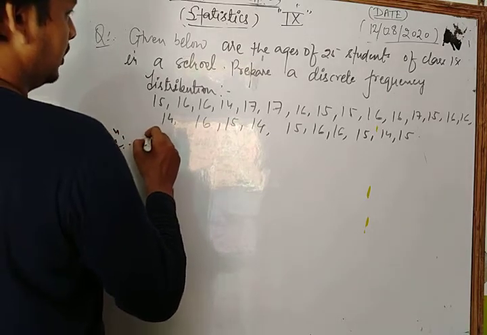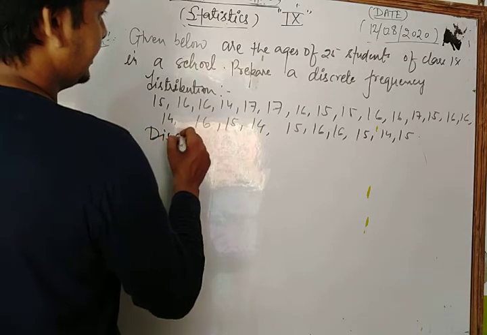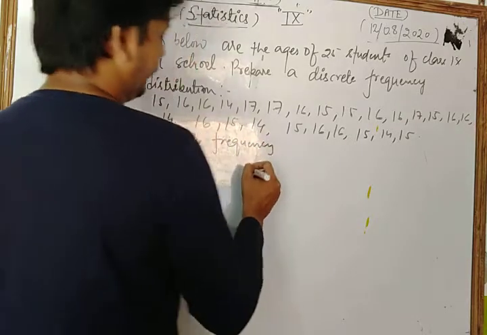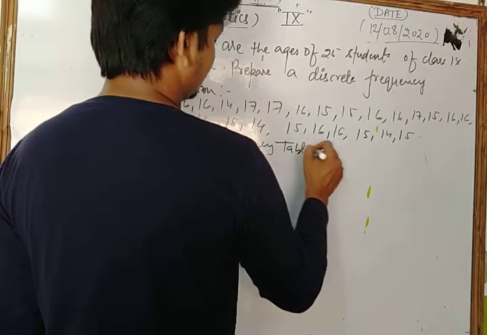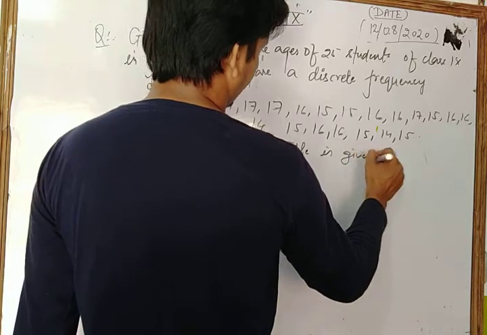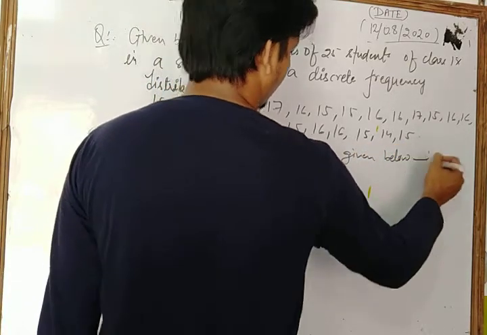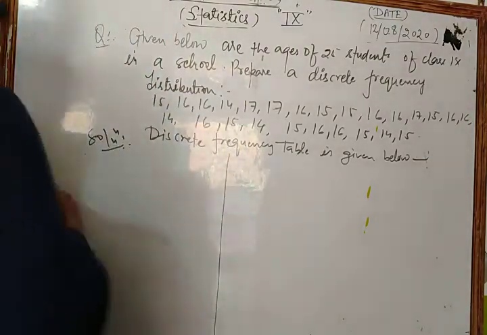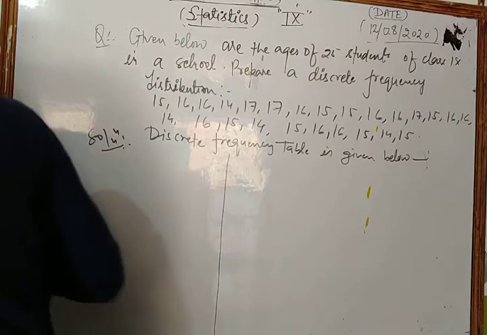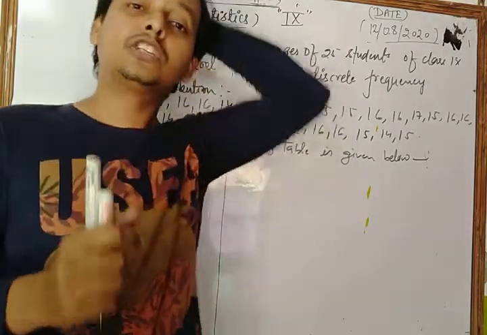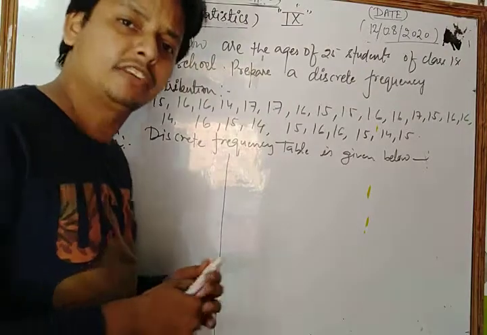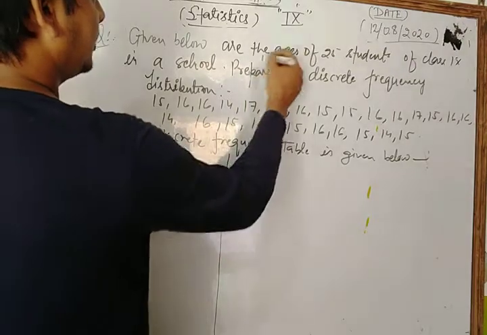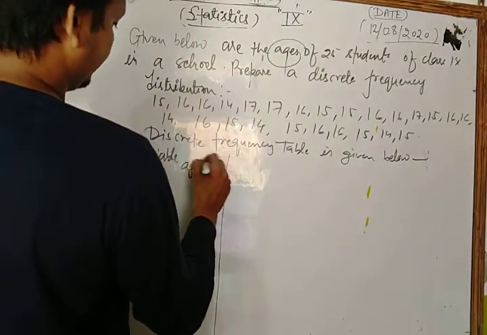Now here the discrete frequency table is given below. In the first column we write the variable. Here the variable is what? Here the variable is the ages of 25 students. Okay.